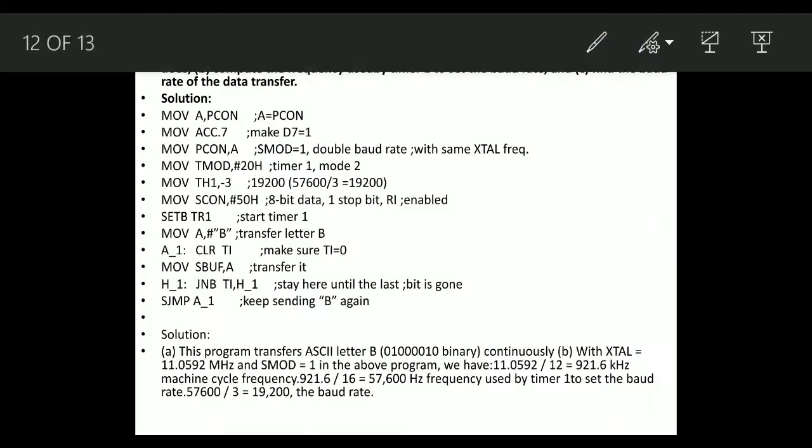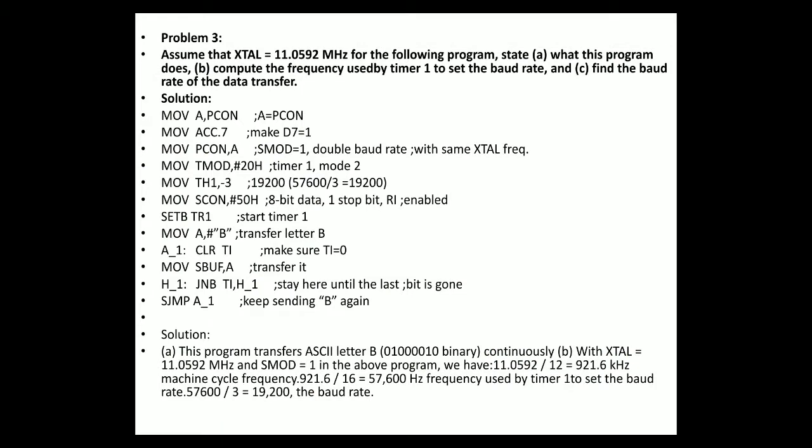Suppose I want to do this particular job. Assume that my crystal is 11.0592 megahertz for the following problem. First, what does this program do? Tell me what this program is going to do for us. Second, compute the frequency used by timer 1 to set the baud rate. Third, find the baud rate of the data transfer. Suppose I want to do this, then what is the solution? What is the baud rate?